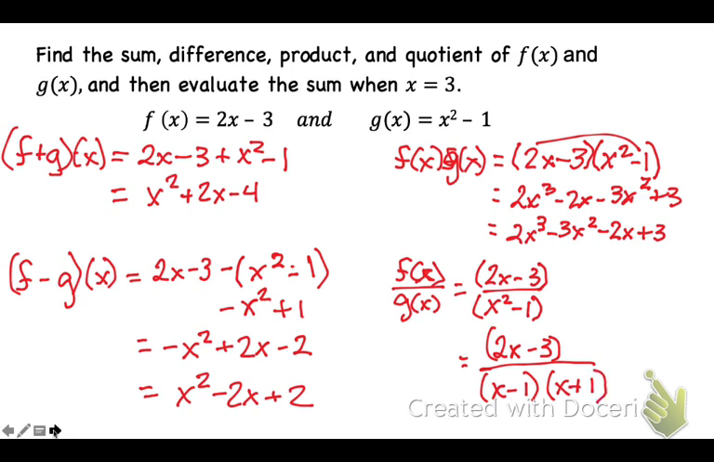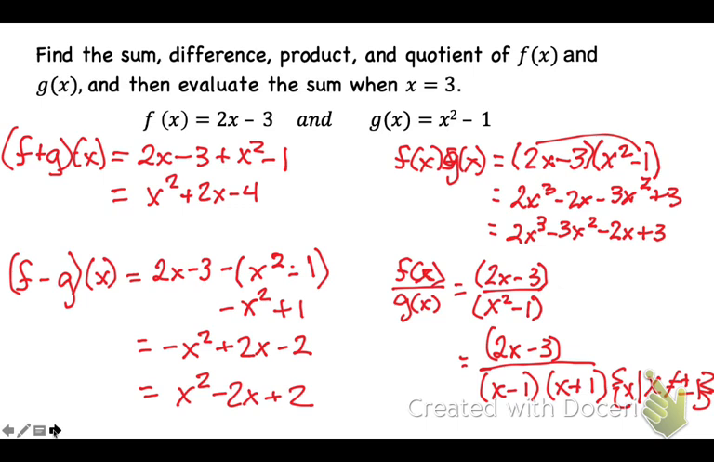Can I simplify anything out? No. But did I check? Yes. And x can't equal what? x can't equal plus or minus 1. So when you have a rational expression, should you always state a domain? Yes. And now the last step says, and then evaluate when the sum is 3.